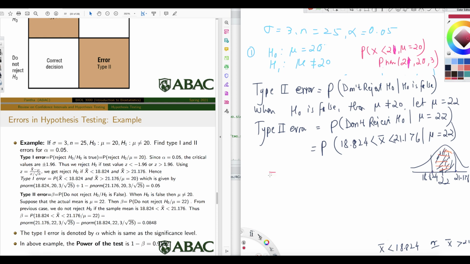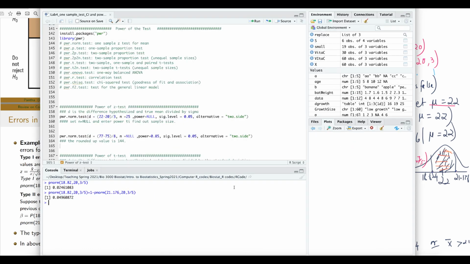So that will be given as pnorm of 21.176 with mean 22. We are using mean 22 because that is the true mean. Then 3/5 is the sigma over root n, and then minus pnorm of 18.824 comma 22 comma 3/5. So if you do that in R, what do you get?